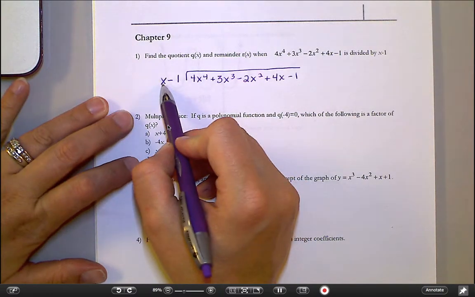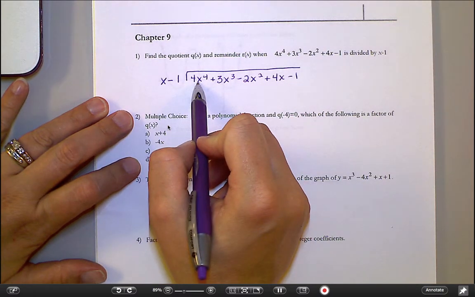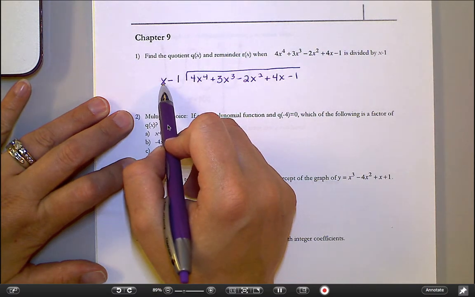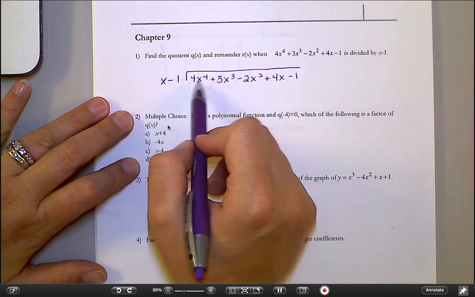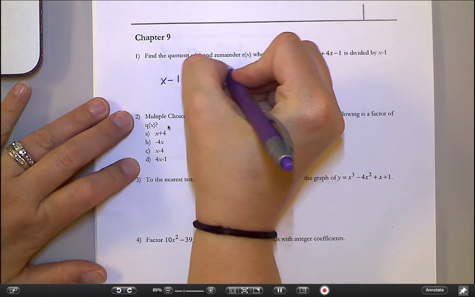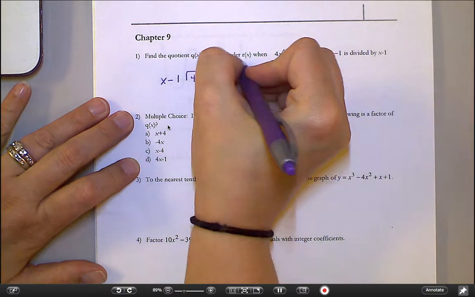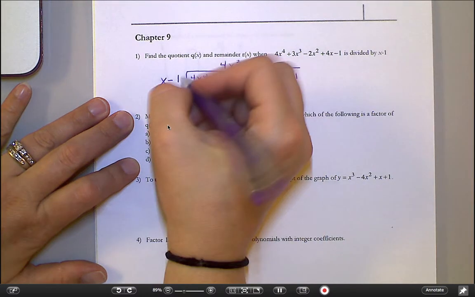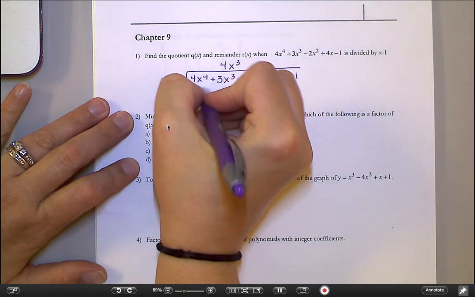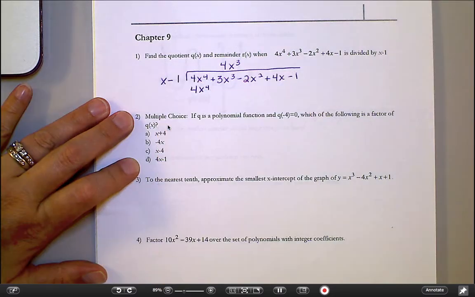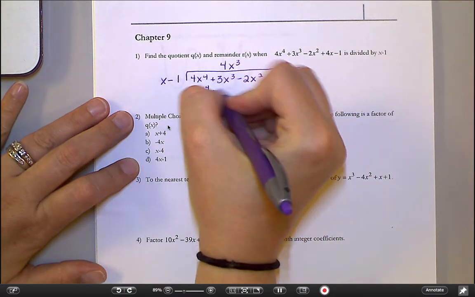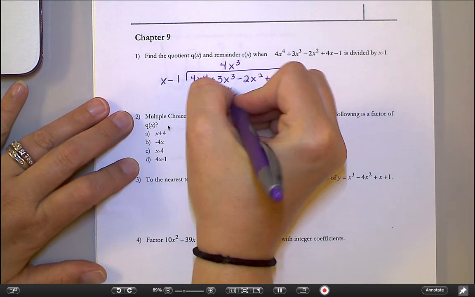So now we're going to say to ourselves, x times what makes 4x to the 4th? Well, that would be 4x cubed, because 4x cubed times x would give me this. So up here above the x cubed, I'm going to put 4x cubed. And now I'm going to multiply. 4x cubed times x is 4x to the 4th. And that better work out correctly because that's how we planned it. And then 4x cubed times negative 1 gives me negative 4x cubed.